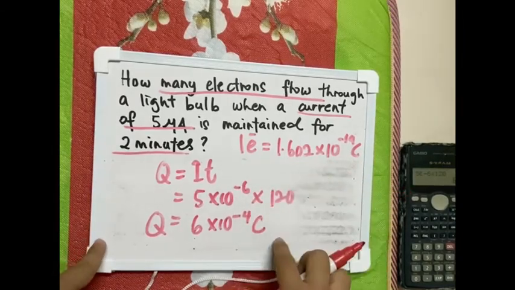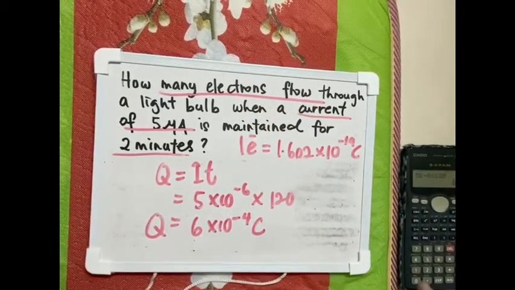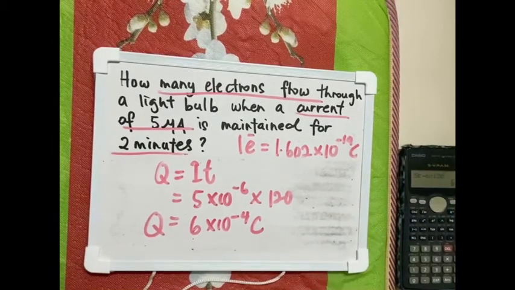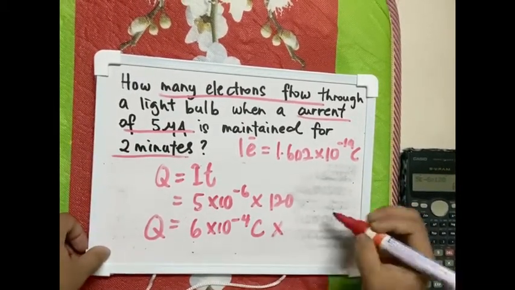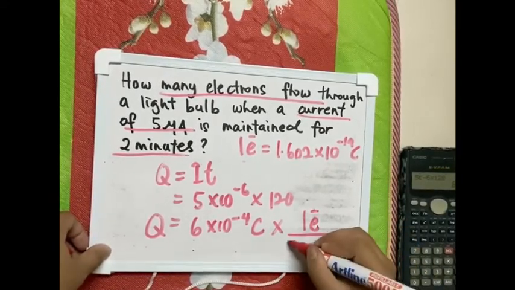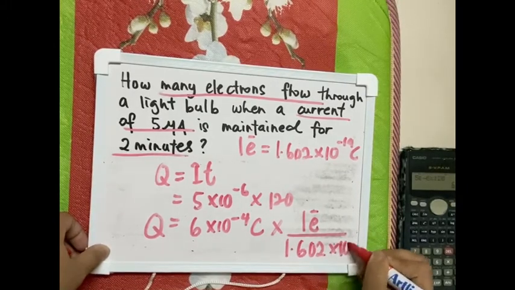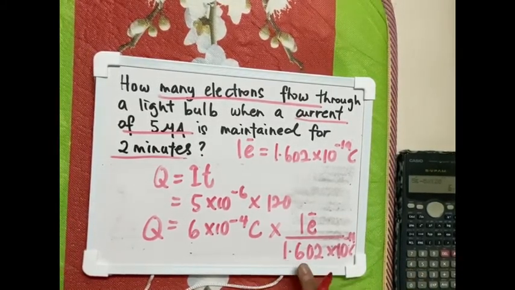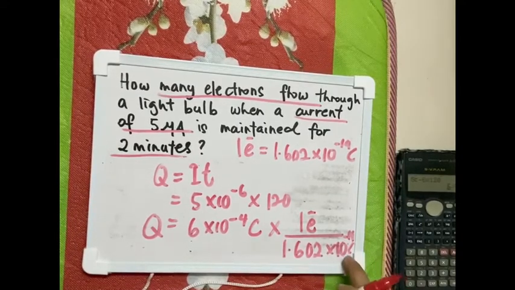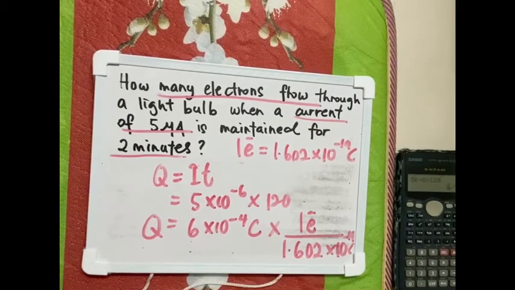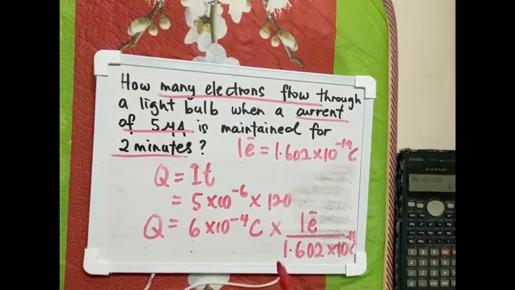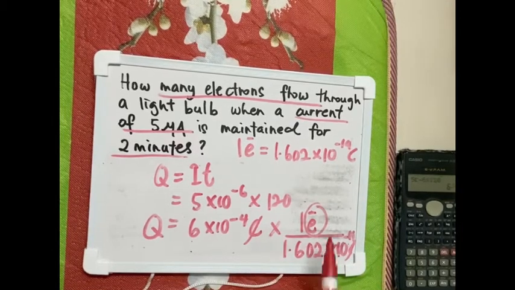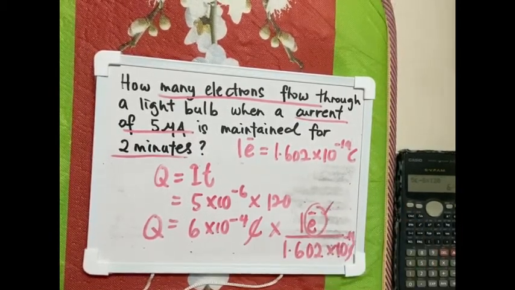Now we want to convert. The question asks how many electrons flow. We know that 1 electron is equivalent to 1.602 times 10 to the power of negative 19 coulomb. So we can multiply by 1 electron over 1.602 times 10 to the power of negative 19 coulomb. Why do we put 1.602 times 10 to the power of negative 19 coulomb at the denominator? Because we want to cancel out the unit. We want electron, so when we cancel C with C, what is left is the number of electron.